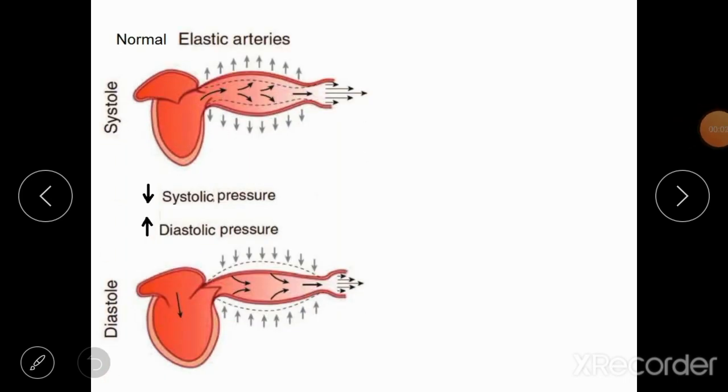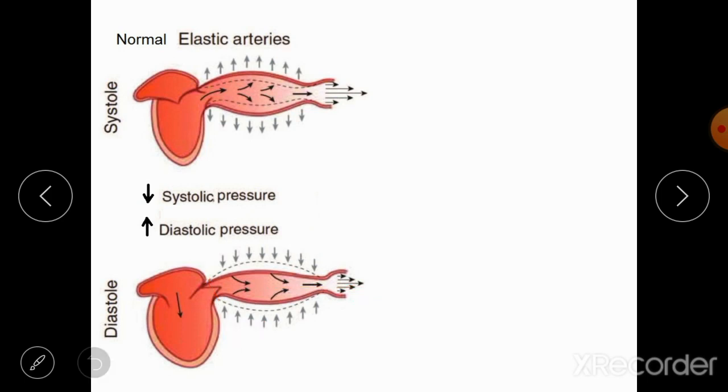Here you can see a normal healthy aorta during systole and during diastole. In a healthy aorta during systole, when the blood is pumped into the aorta, the walls of the compliant aorta adjust this volume without great changes in its pressure. Then, during diastole, when the aortic valve is closed, this distended aorta recoils and pushes the blood towards peripheral arteries.